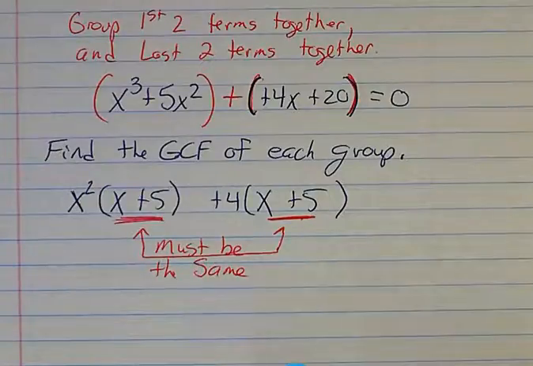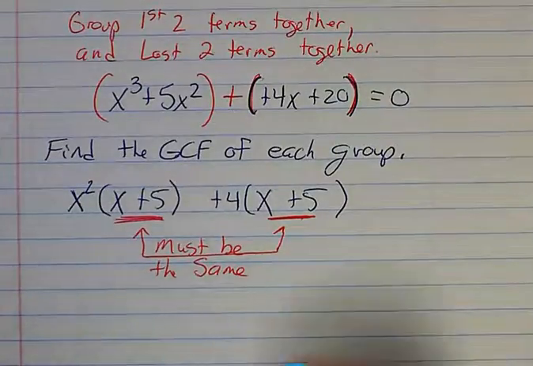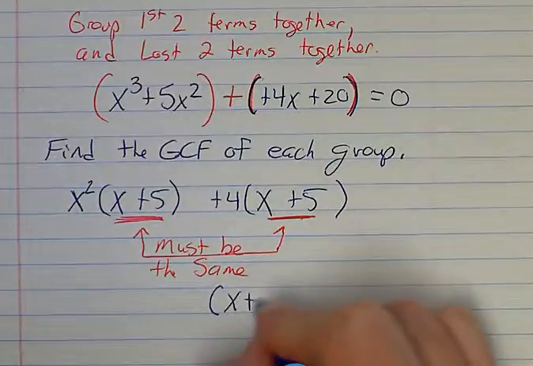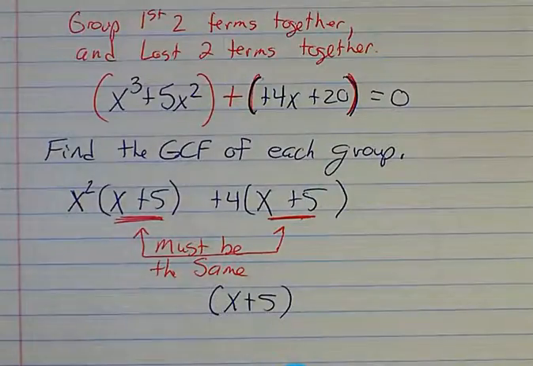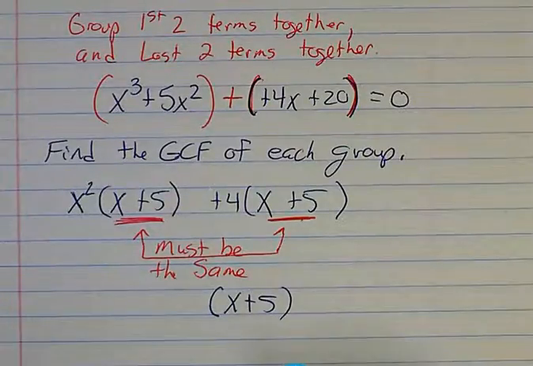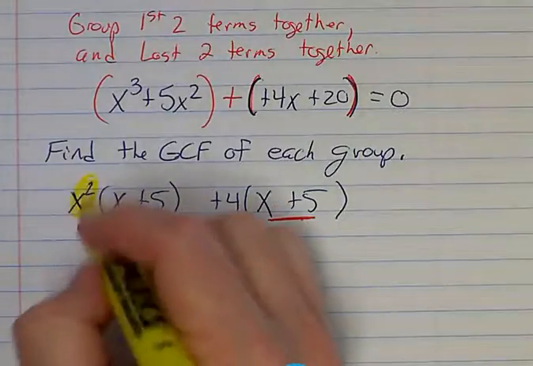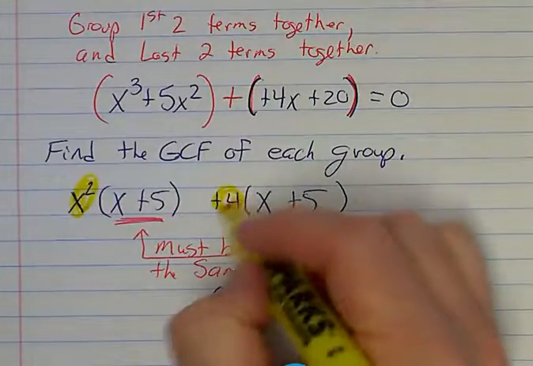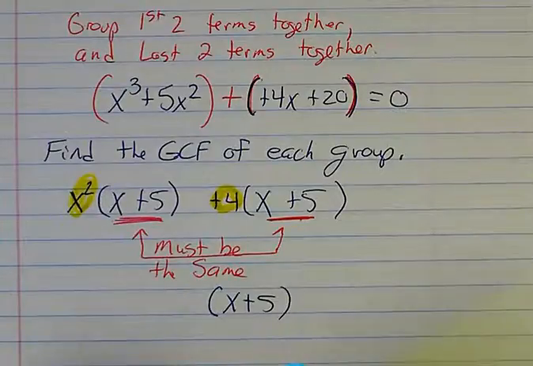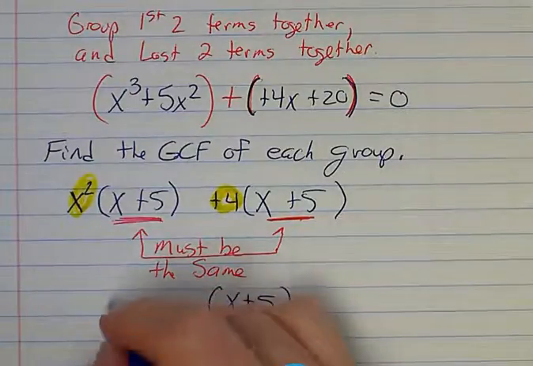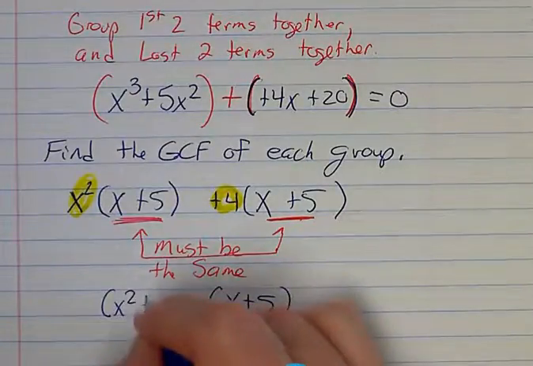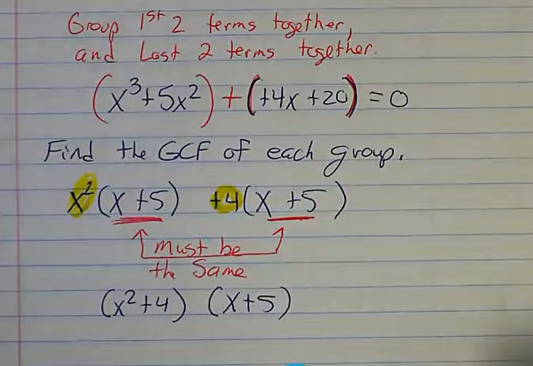Once you've got those two things the same and everything is good, what you're going to do is put the x plus 5 parentheses back here. And then you're going to take whatever the two numbers were in front, which was the x squared and the 4, and those two numbers get their own set of parentheses in the front. So they're going to go right there.